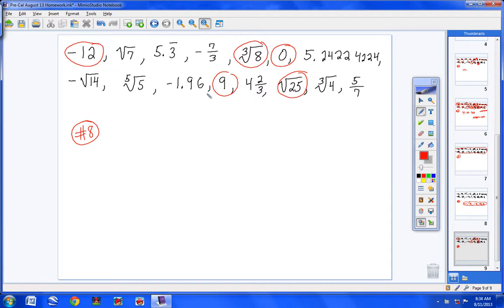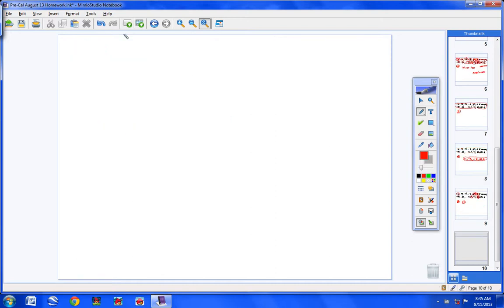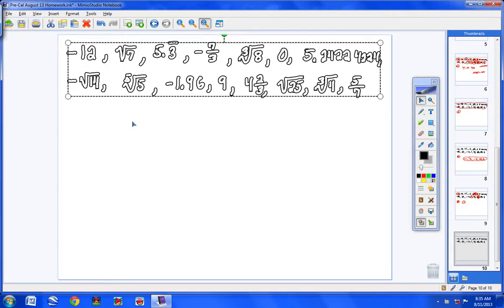Okay, these are your integers, but it says in number 8, not whole numbers. Well, whole numbers start with the number 0, and this is a whole number, that's 2. This is a whole number, this is a whole number, this is 5, so it's a whole number. So the only one of these integers that's not a whole number is -12. That's the only one. All right, let's continue on and take a look at number 9.